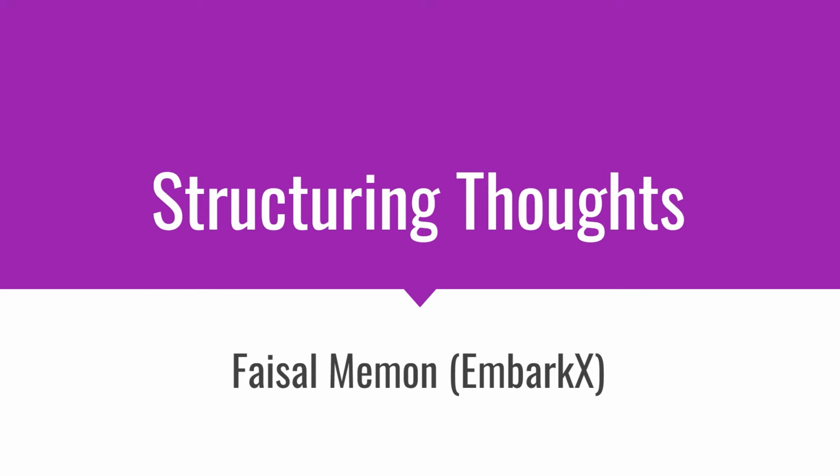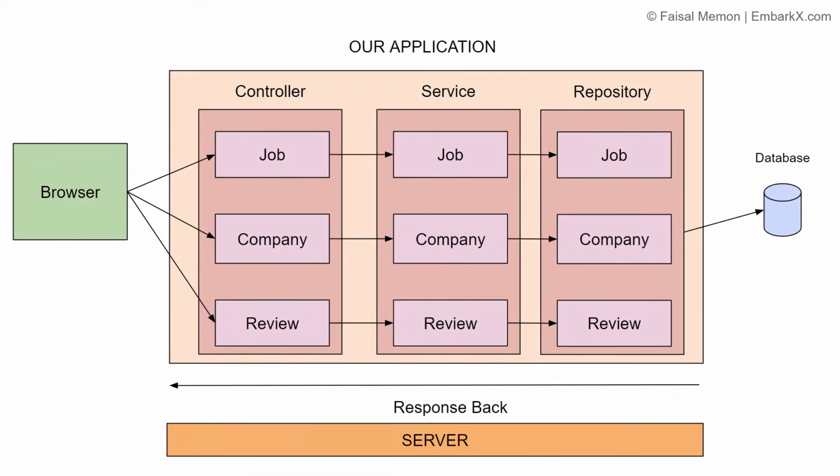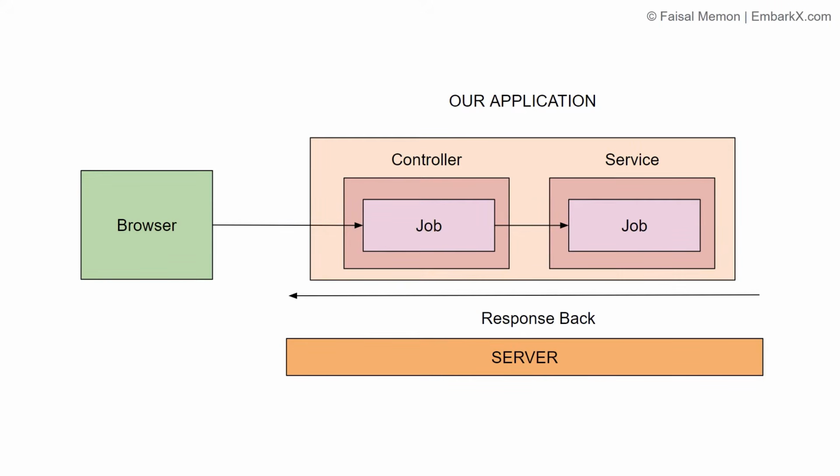So let us start talking about the job application that we are going to build, and let's set some expectations. So this is the app that we are building, and this is the complete app that we would be having. All right, so this has three layers: controller, service, as well as repository, which in turn talks to the database. But to begin with, we are not going to implement all of this, but instead we are going to implement only this part.